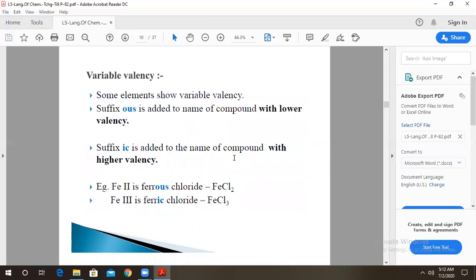Variable valency. Some elements show variable valency. For example, iron shows valency 2 and valency 3. When the valency of iron is 2, it is called ferrous chloride. Valency is 2, so it combines with 2 chlorine, FeCl2. And when the valency is 3, it is called ferric chloride, FeCl3. So, OUS is added for lower valency and IC is added for higher valency in the name.